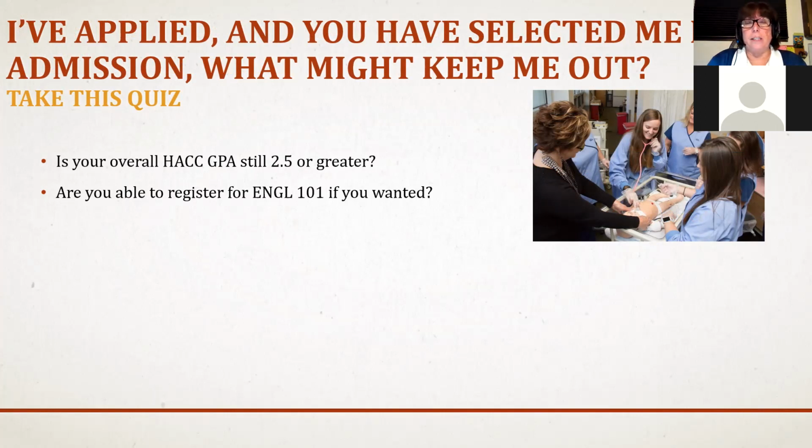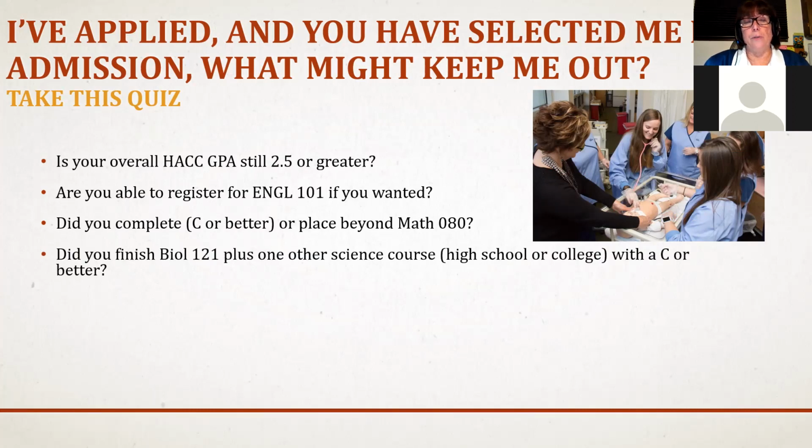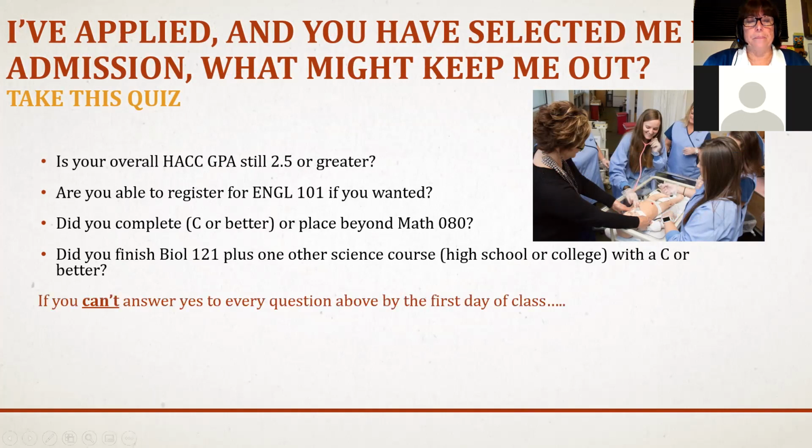That developmental English needs to be finished, and you need to be able to register for English 101 if you wanted to. If you've placed in a developmental math placement, then you need to have completed that developmental math and be beyond math 80. You need to finish biology 121. And all of these courses must be at a C or better grade. If you can't answer yes to every one of those questions, you're not going to be able to come into class, and you'll forfeit your admission and need to reapply.